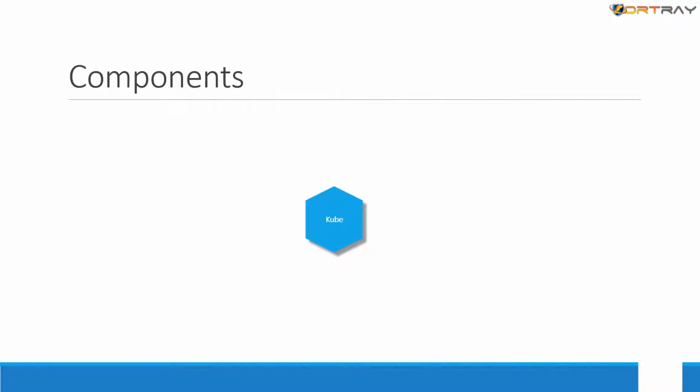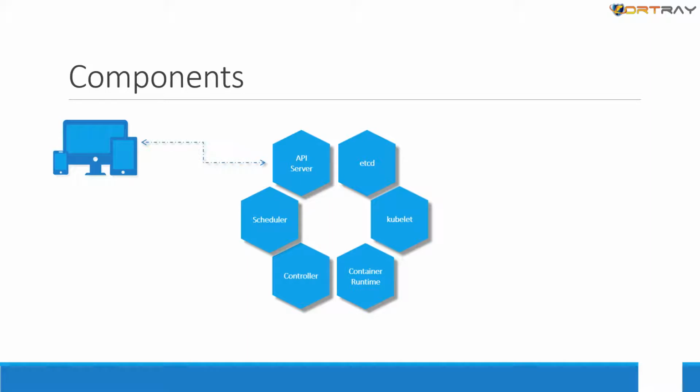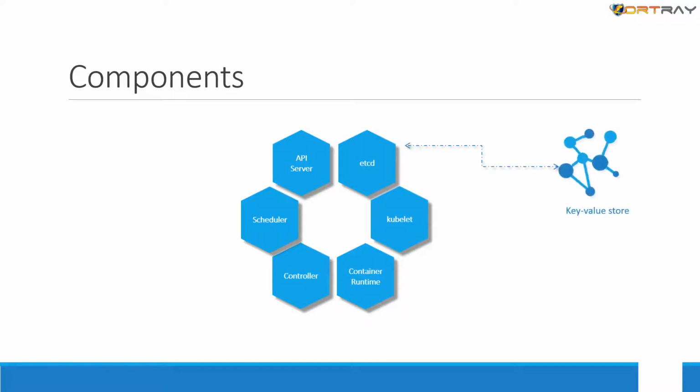When you install Kubernetes on a system, you're actually installing the following components: an API server, an etcd service, a kubelet service, a container runtime, controllers, and schedulers. The API server acts as the front end for Kubernetes. The users, management devices, command line interfaces all talk to the API server to interact with the Kubernetes cluster. Next is the etcd key store. etcd is a distributed, reliable key value store used by Kubernetes to store all data used to manage the cluster.